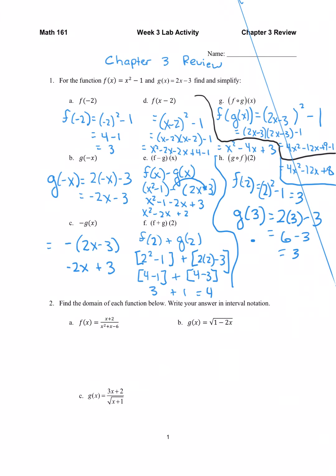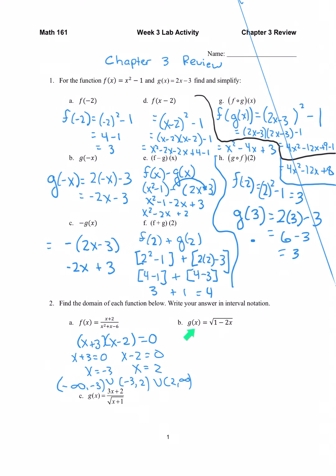In number 2a, we don't have to worry about the numerator. The numerator can equal 0. However, the denominator cannot equal 0. So we need to factor this, and then from here we'll do the zero product property. And once we do that, we're going to write this in interval notation, like that.